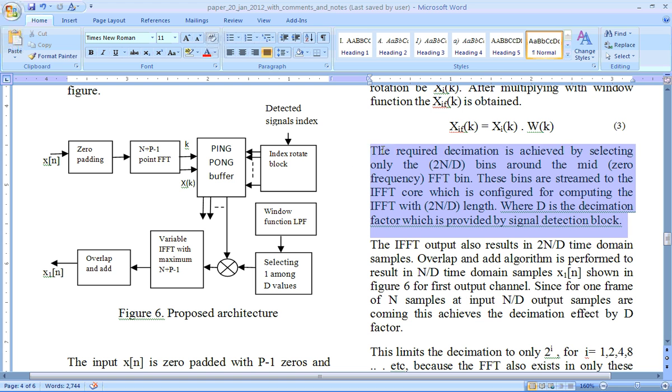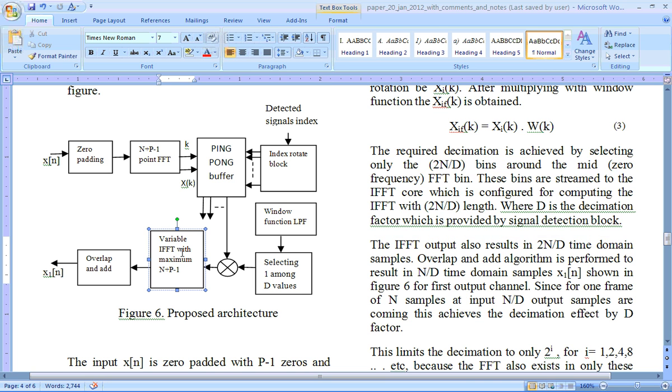Now you see, probably in the diagram I have written a little bit here. What we are talking about is a variable IFFT core that we have in our FPGA. What do you mean by variable? Its transform length is variable. Got it? So depending upon whatever decimation factor you choose, we will configure the IFFT core with the required IFFT size.